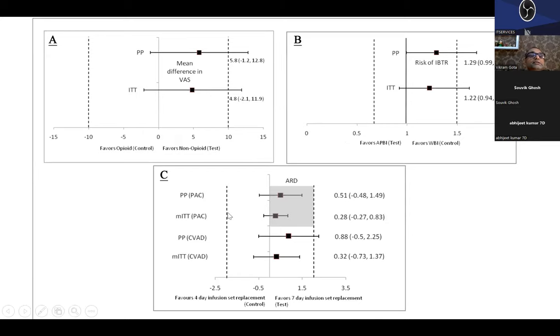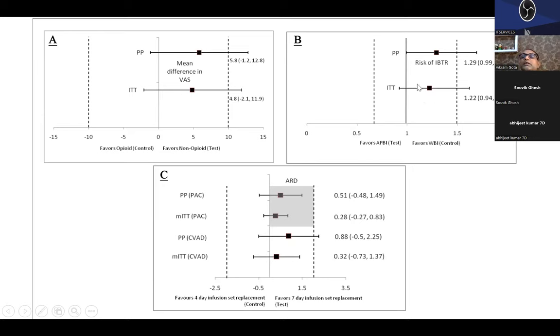Let us concentrate only on the second and third example, because that is more important. I told you that this is the line of unity, which means there is no difference. This is the lower bound of the margin, and this is the upper bound. This is at 0.67, this is at 1.5. And 1 upon 0.67 is the same as 1.5 upon 1, and that is how you select the margin. Then, this is important: favors whole breast irradiation, that is the control arm, and this is favors accelerated partial breast irradiation.